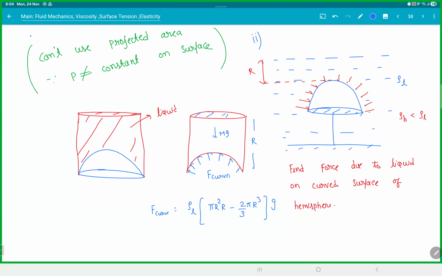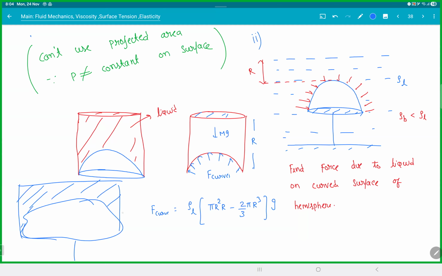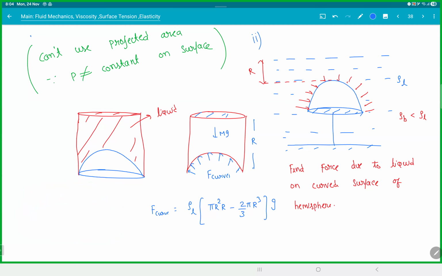Not only this shape, you take any weird shape. If you put any weird shape, the force acting on the top of the curved surface must be the total weight which is on top of it. Is that making sense? So instead of doing all the integration and everything, you can just argue that the curved surface must be balancing the weight of the water on top of it.